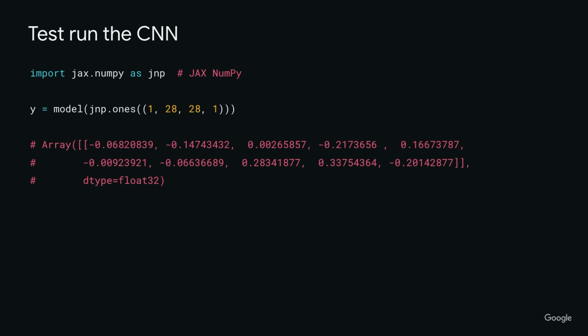To quickly test our model, we import JAX NumPy and pass a dummy input of 1s to the model. This is before it's trained. This checks if the model runs without errors and produces an output. The output shown is an example of what you might expect before training.